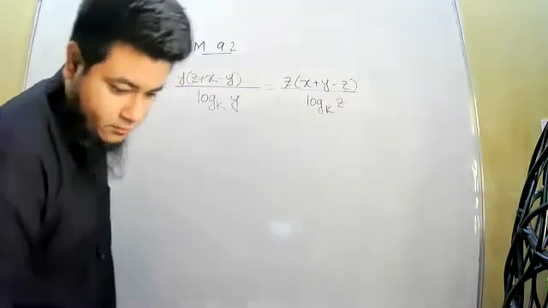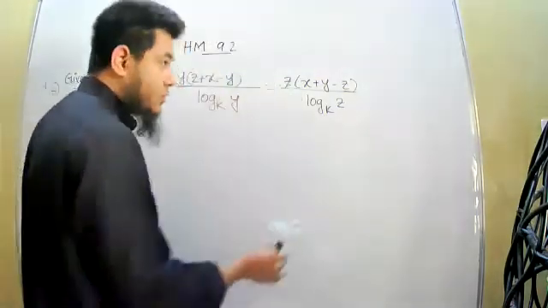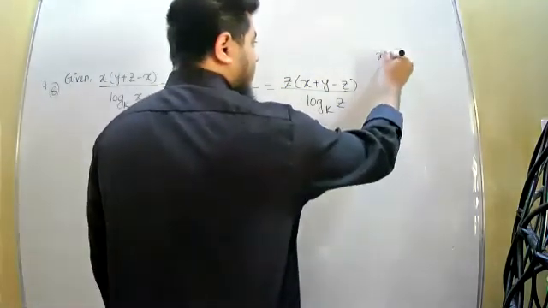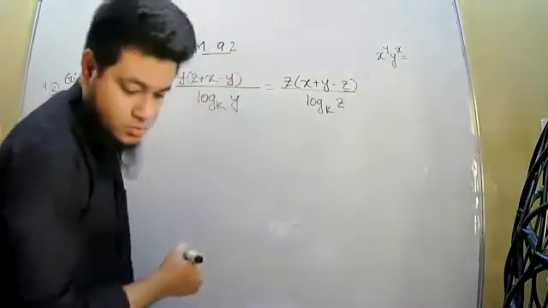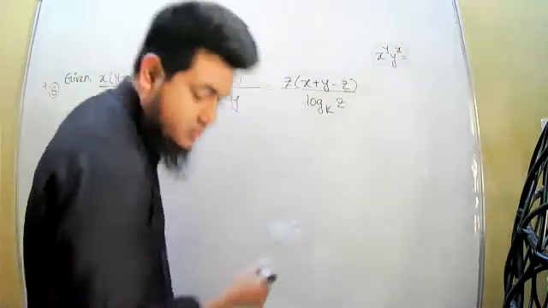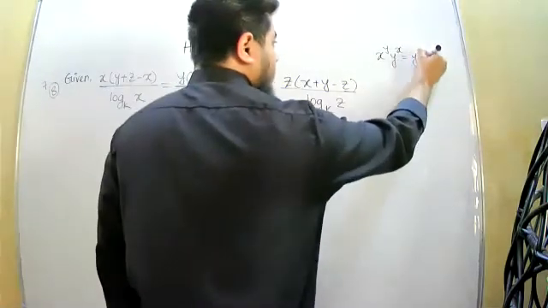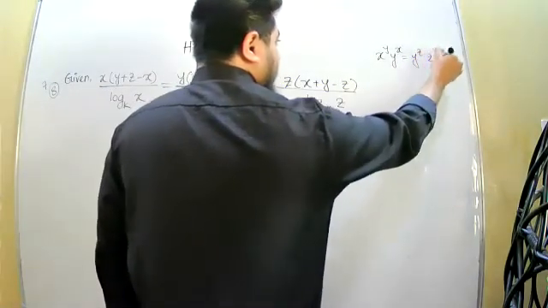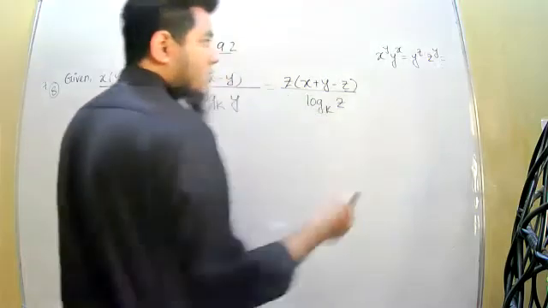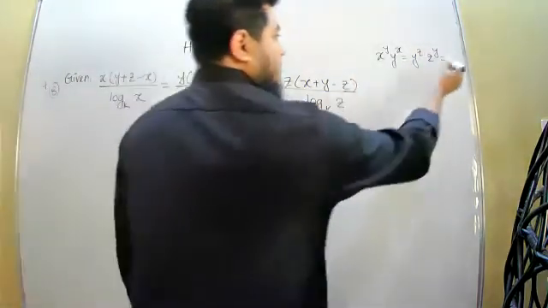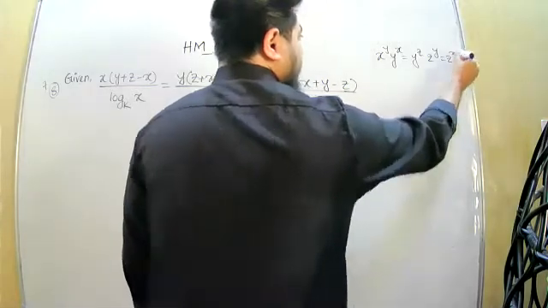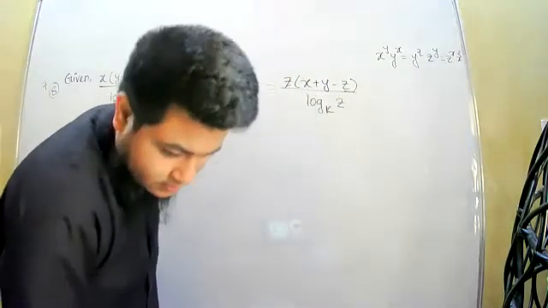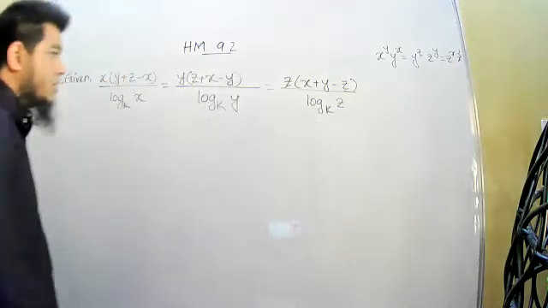From here, what we have to prove? x to the power y, y to the power x. x to the power y to the power x is equal to y to the power z, z to the power y. The next one we can guess: z to the power x into x to the power z. Okay, so how we can do this?